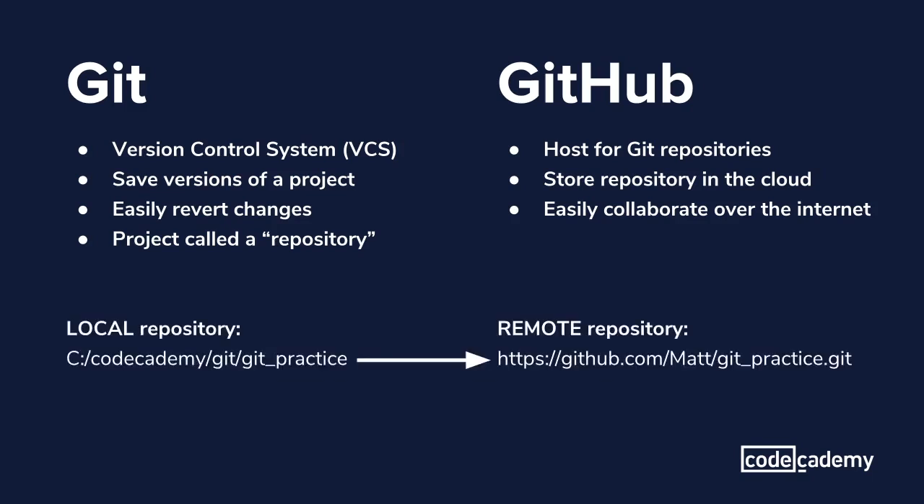The repository on your computer is called the local repository. The copy saved to GitHub is called the remote repository. In this video, we'll start a local repository on your own computer, then sync it with a remote repository on GitHub. We need to make sure that we have everything set up to do this. If you've already done some of these setup steps, you can skip ahead.